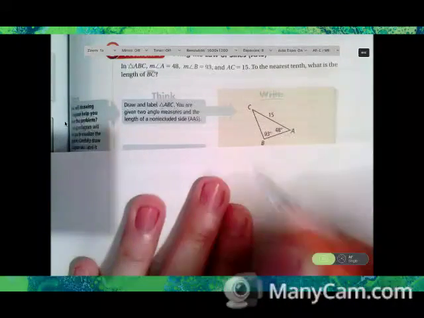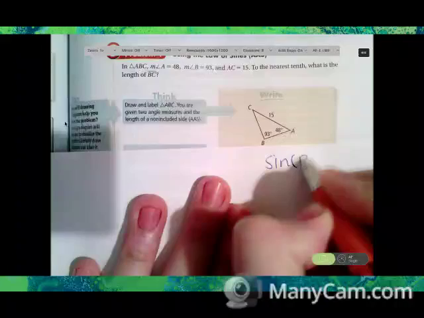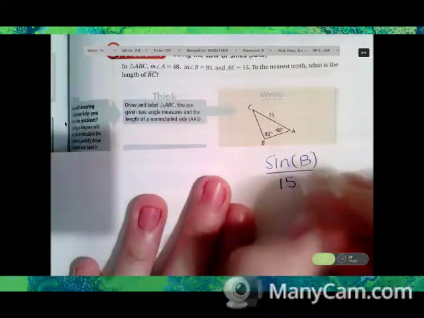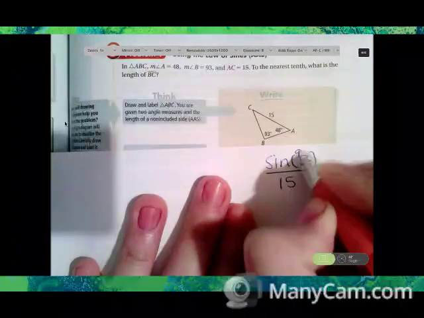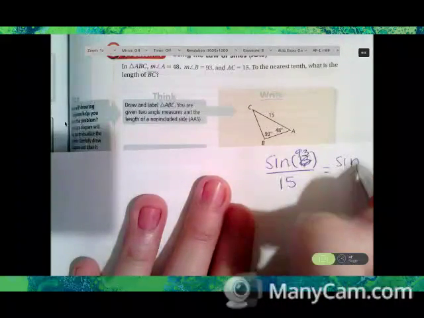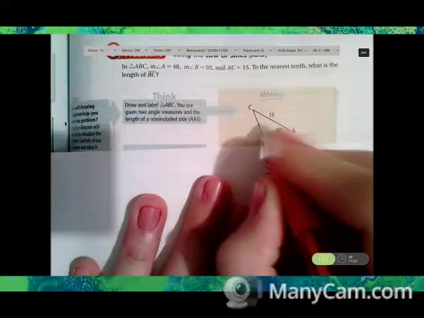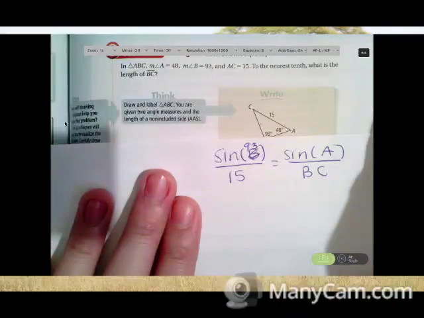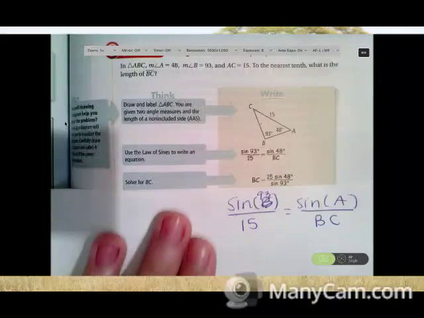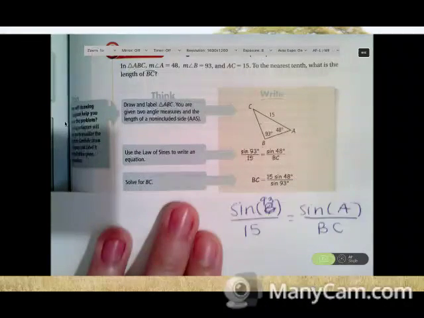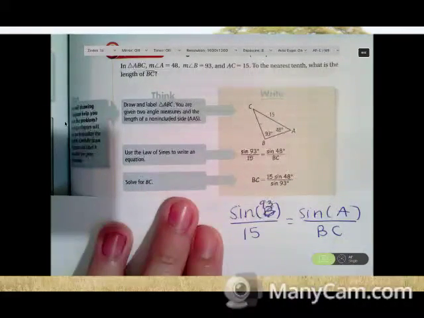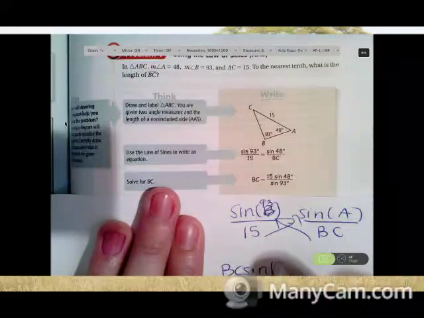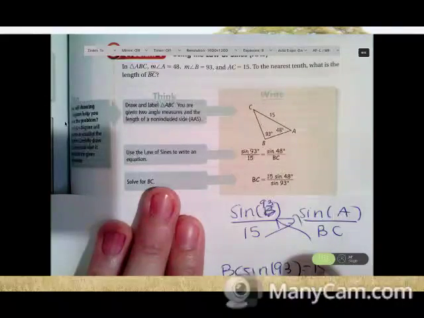So we're given that the sine of B over 15, so therefore B is 93, so we can put this as sine of 93 over 15, equals the sine of A over, and the leg opposite of that is BC. So this is the ratio that we're working with right here. When we set it up like that, to solve for it, you're going to cross multiply. So I'm going to have BC sine of 93 equals 15 sine of A.